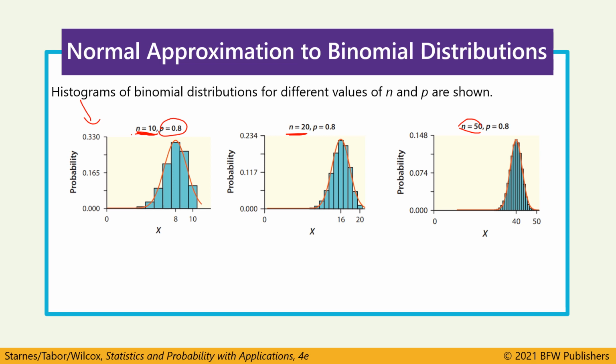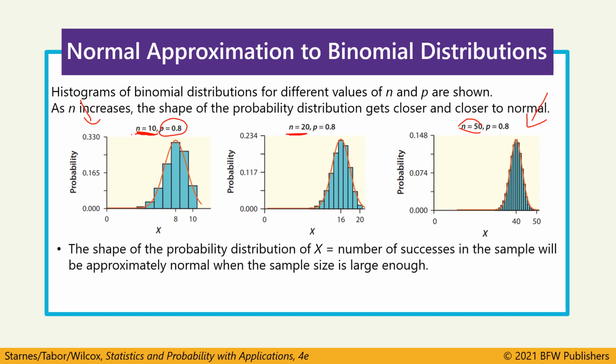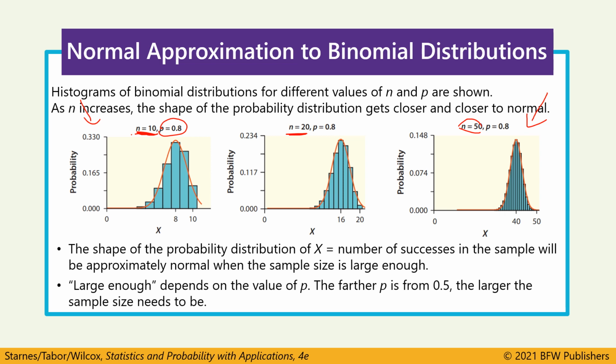So something that started as skewed to the left, as we increase our sample size, becomes more and more normally distributed. So when it comes to approximating binomial distributions with a normal approximation, we're going to be able to use a normal curve to model this distribution as long as our sample size is large enough. And large enough depends on the value of p. The farther p is from 0.5, the larger the sample size needs to be.